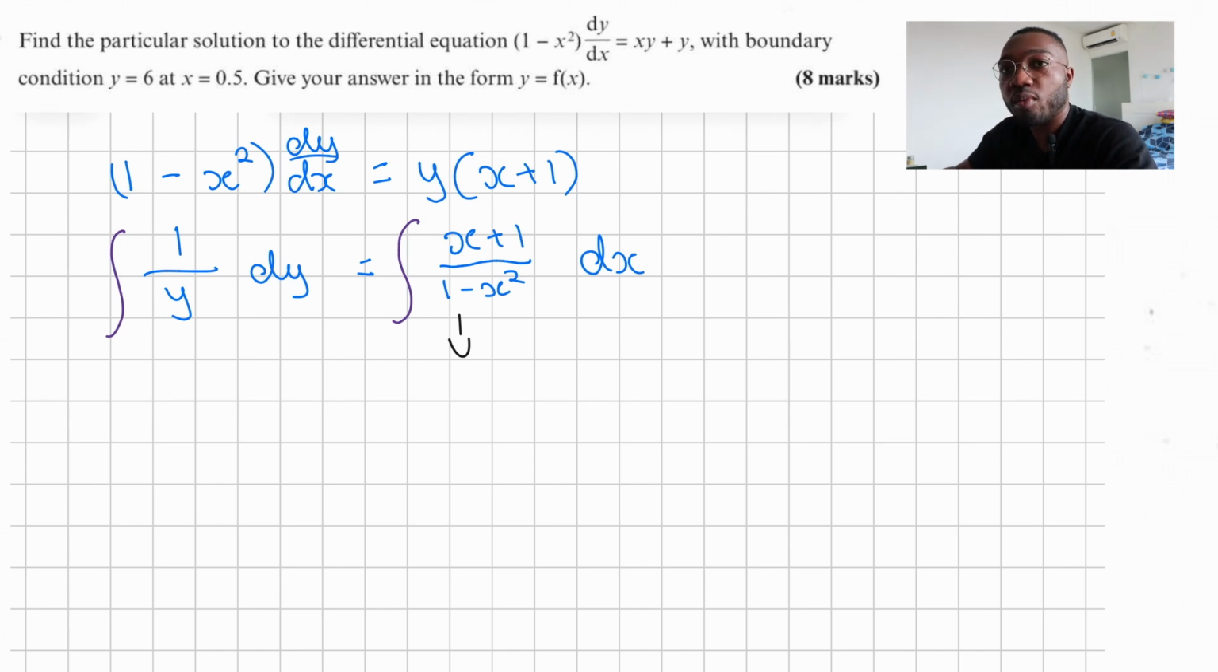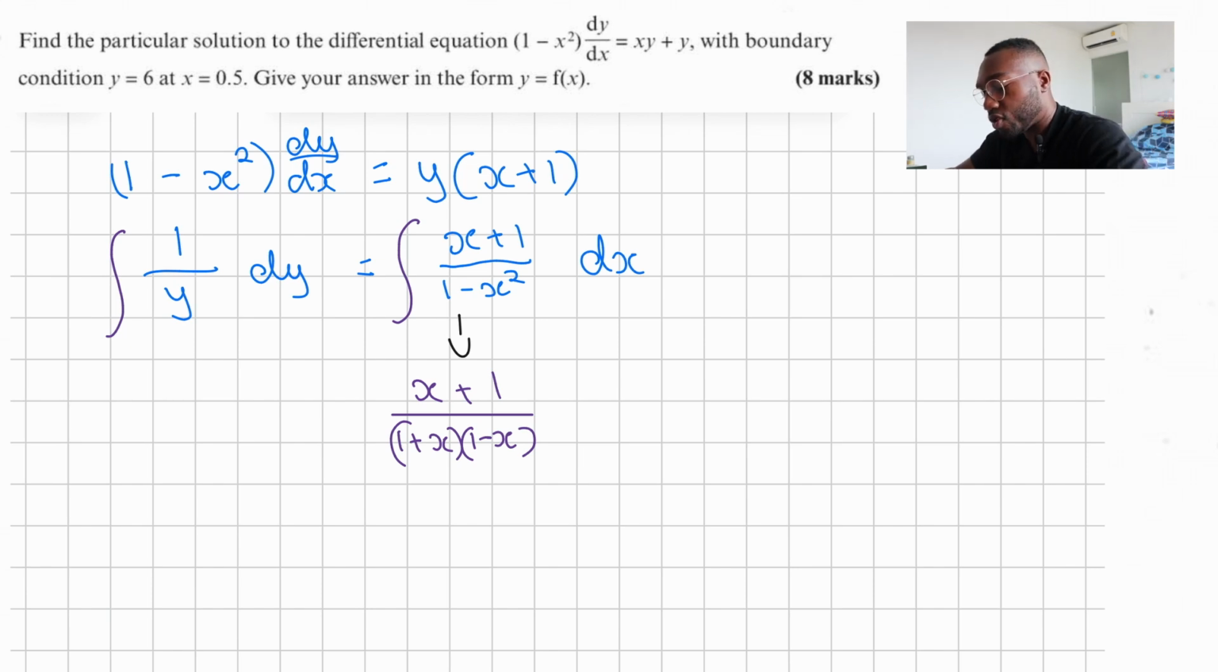well, that is a difference of two squares, right? So we can rewrite this as (x + 1)/((1 + x)(1 − x)), right? So at this stage, yes, you may think you may do some type of partial fractions, okay? Because you've got it in this form. And yes, you can do partial fractions, and it will give you the right answer.